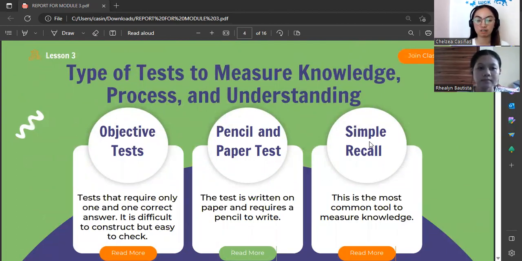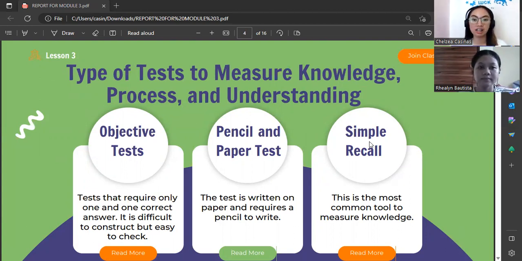Una na dyan yung objective test. So, mostly, familiar na tayong lahat dito kasi as student, ito yung ginagawa natin. Nagsasagot tayo ng iba't ibang mga test para ma-measure ng mga teachers yung natutunan natin. First is that it is a test that require only one correct answer. It is difficult to construct but easy to check. Ibig sabihin lang nito in simpler terms, iisa lang ang sagot dito. At madalas ay madali siyang checkan dahil nga it requires only one answer.